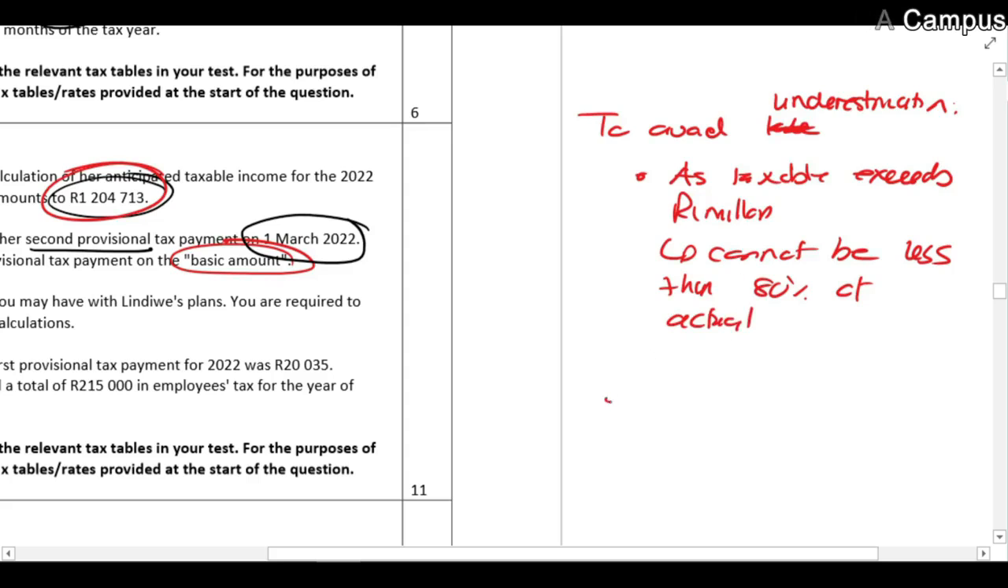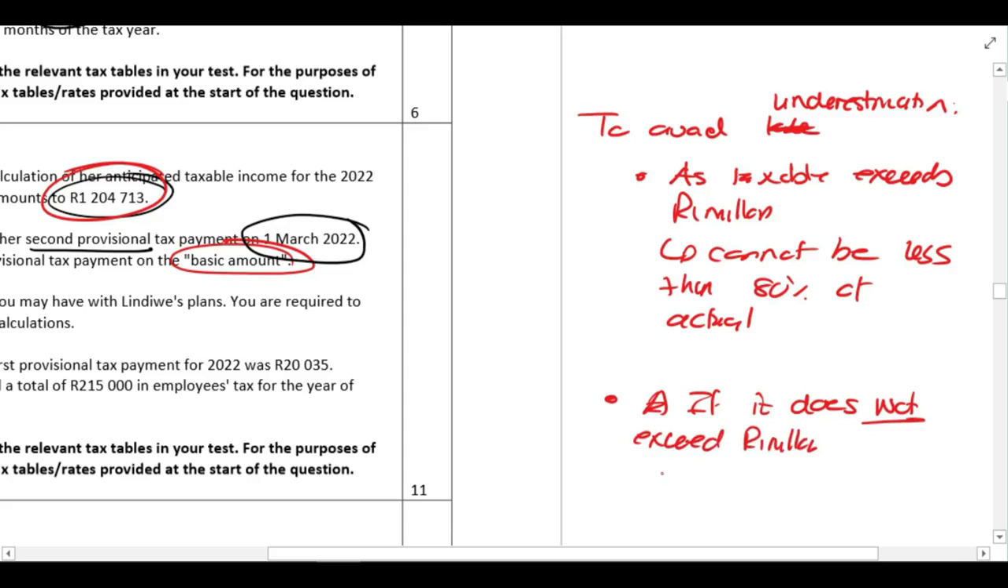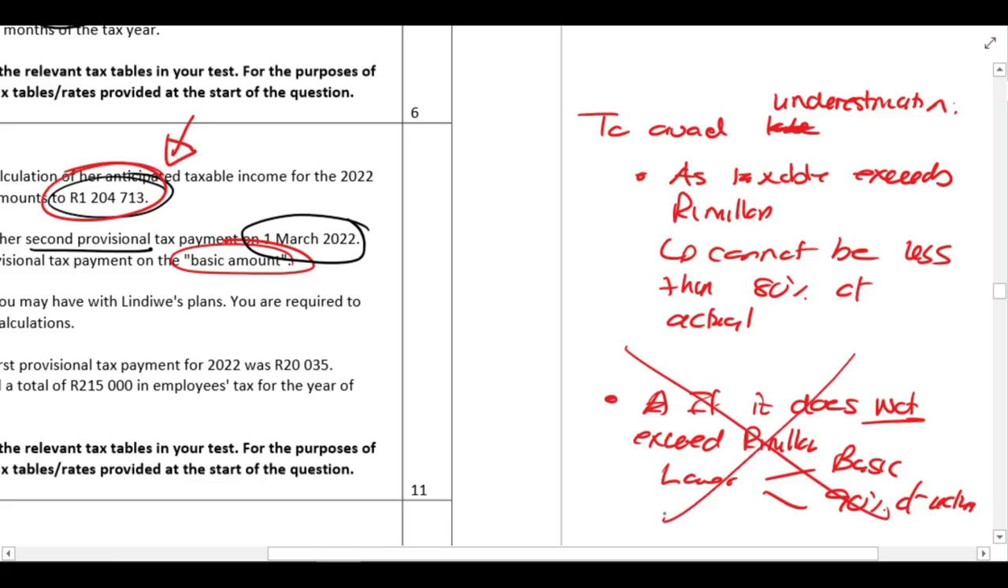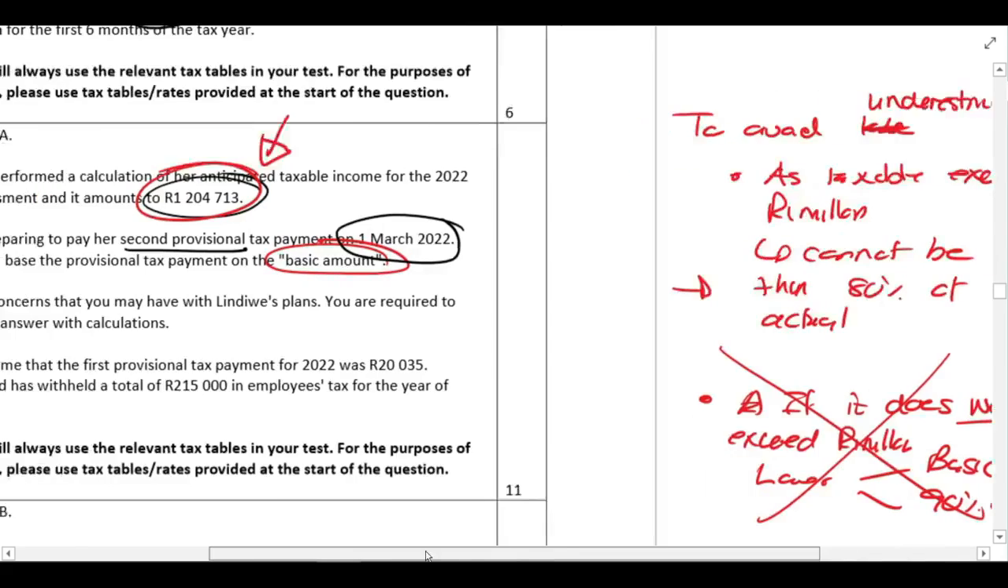If it does not exceed 1 mil, then you could use the lower of the basic amount or 90% of actual. Remember, that's the rule. But that's only if your actual taxable income for the year is less than 1 million. So that option is not available. For her to avoid penalties, she can't submit anything less than 80%, otherwise she will have a penalty.